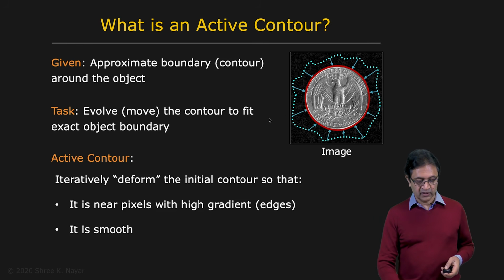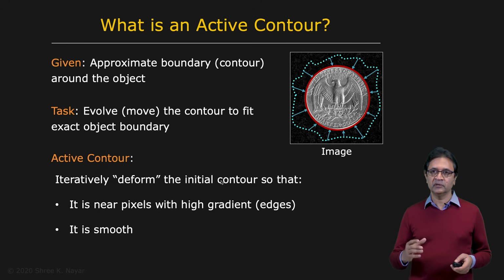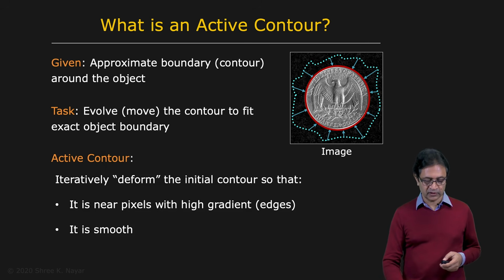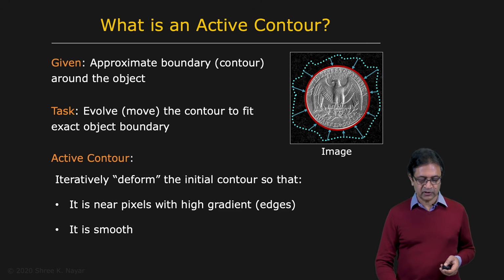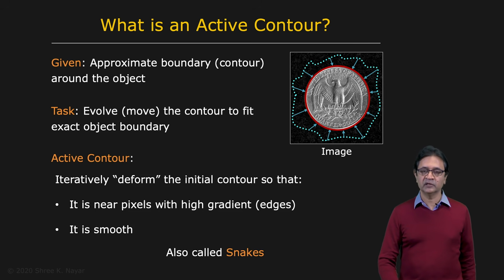Like so. And so an active contour iteratively deforms the initial contour so that it ends up near the pixels on the object that have high gradient or edges, which would be the boundary of the object generally speaking. And you also want to make sure that the contour that you end up with doesn't have knots and twists in it, that it's smooth. So active contours are also referred to as snakes, very popular in many domains, in particular in fields like medical imaging.